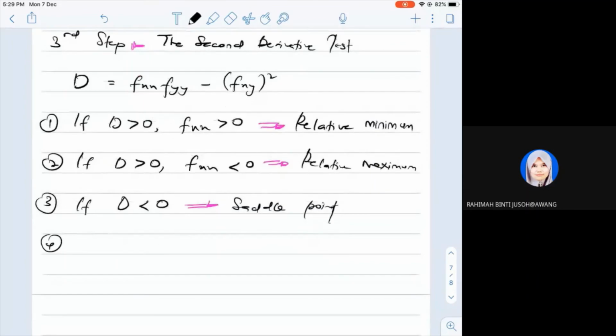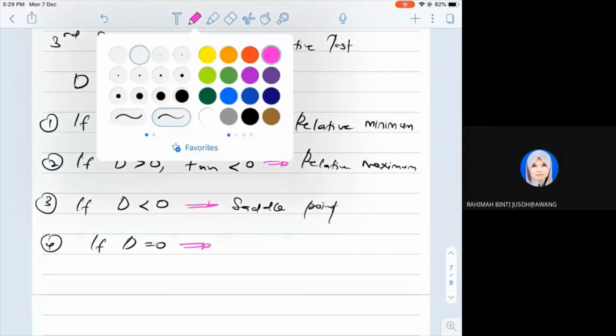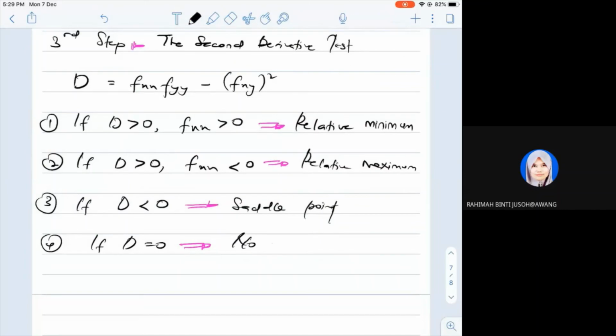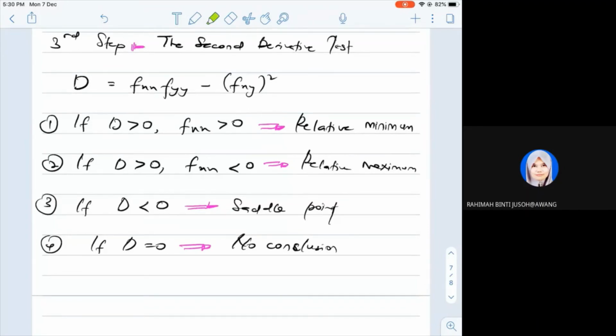And then number 4, if the value of D equals 0. If you calculate and suddenly get 0, this is actually no conclusion. Okay guys, in the final exam you have to memorize all the 4 cases, 1, 2, 3, 4. You have to memorize this.